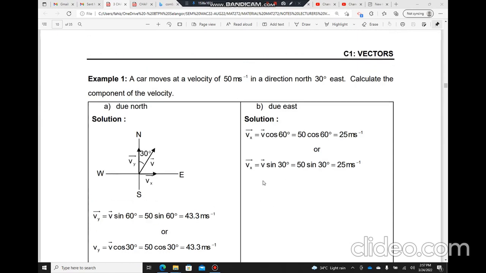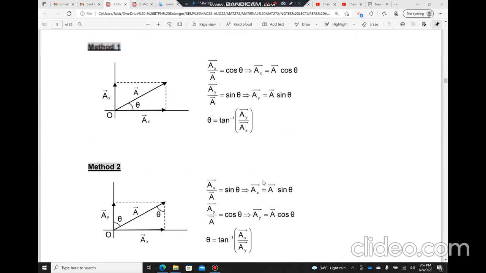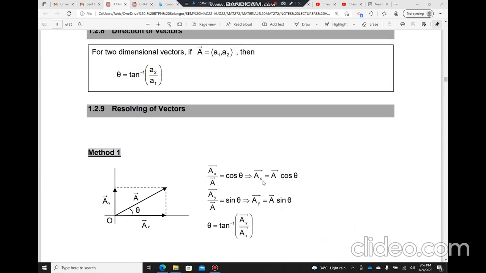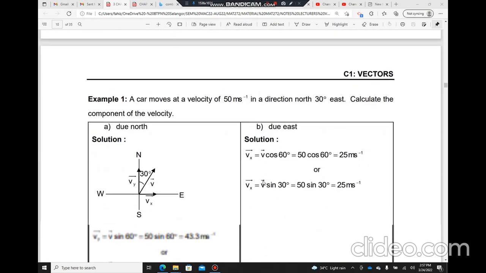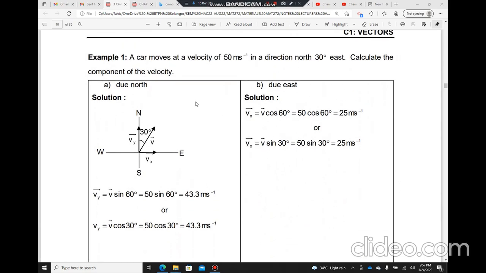Okay, so next we consider example 1. Okay, jadi kita stop dekat resolving of vectors. Okay, so we can discuss example 1.